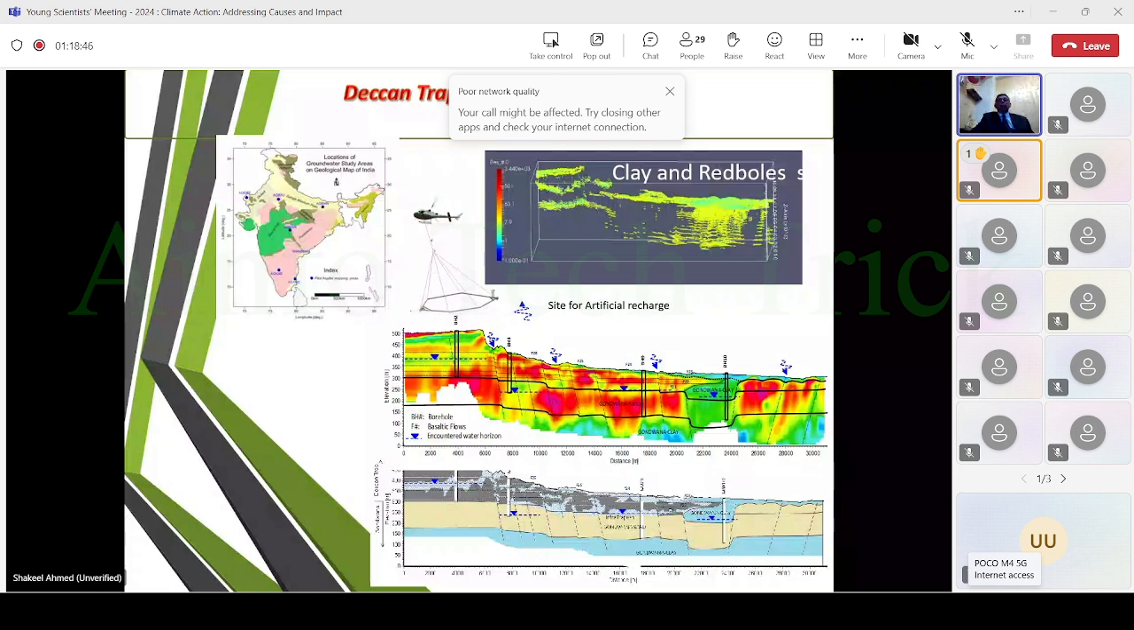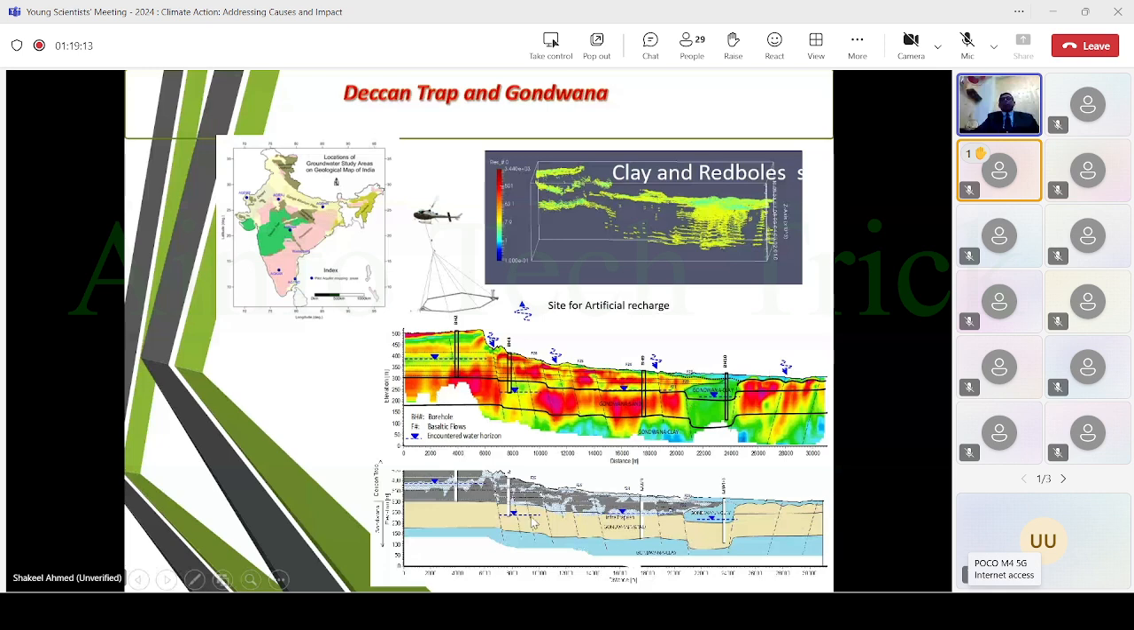Because when you put water, normally the massive basalt is totally impermeable and it will not allow any water to go inside. So either it is weathered in nature at the top, or it has a fracture. You get this information very clearly with this scanning, and then you can decide where you want to artificially, forcefully recharge the groundwater, and you will be successful in that case. So this is the case of basalt.